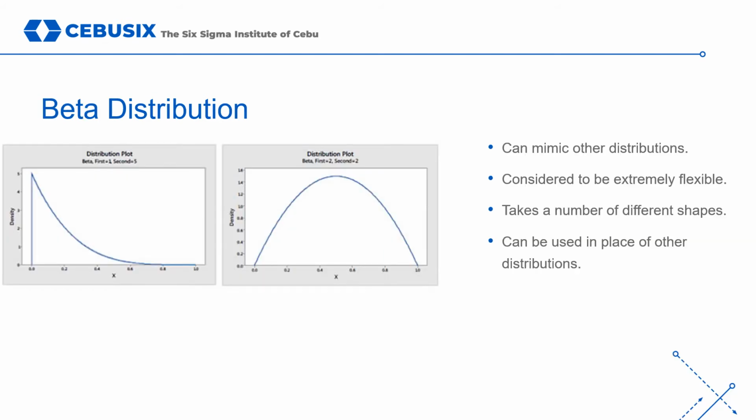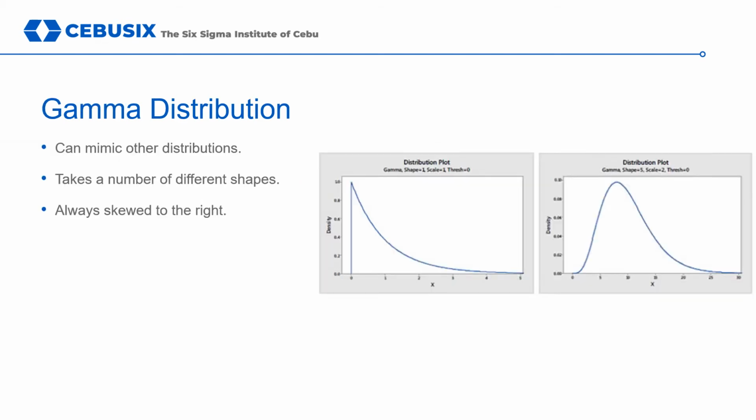Like the Weibull distribution, beta distributions can take on a number of shapes and are considered to be extremely flexible. They can become stand-ins for other distributions given certain statistical parameters. Gamma distributions are similar to beta and Weibull distributions in that they take up a number of shapes. In fact, some distributions that aren't covered in this module are actually just more specific forms of the gamma distribution. Gamma distributions are, however, always skewed to the right.